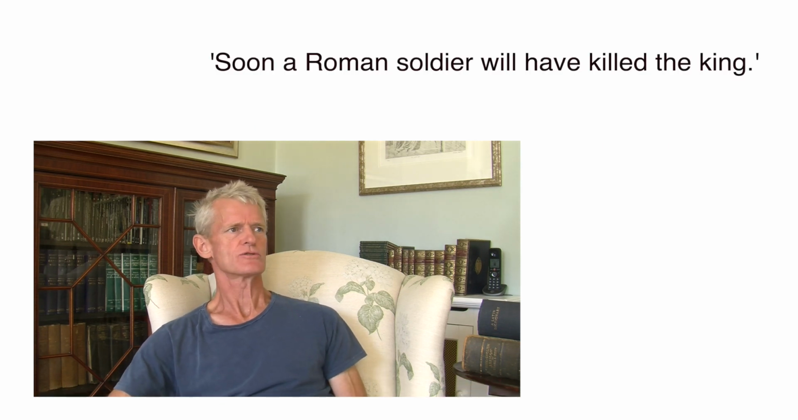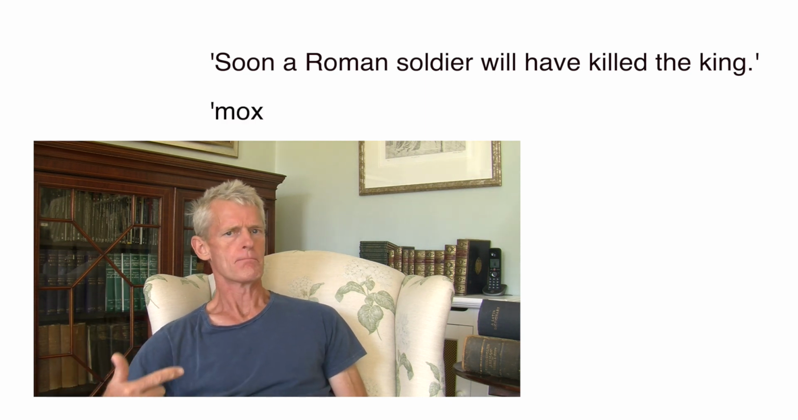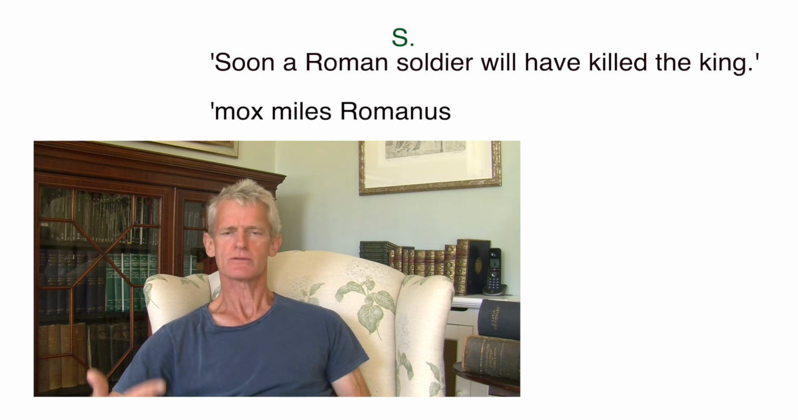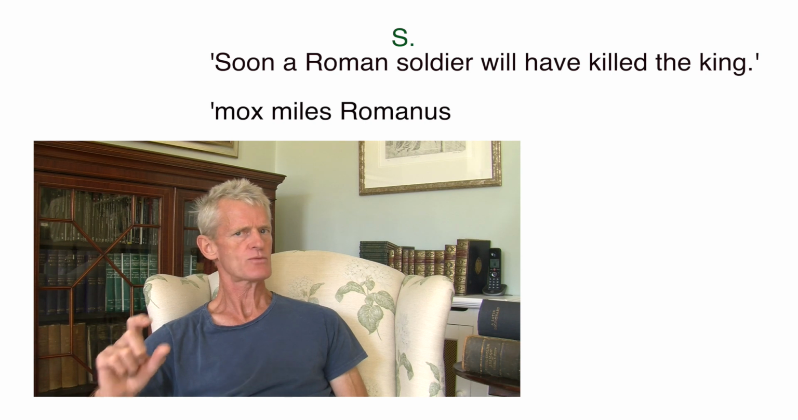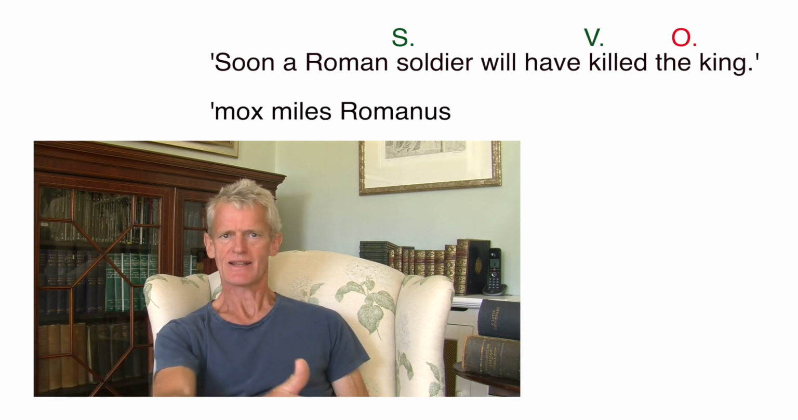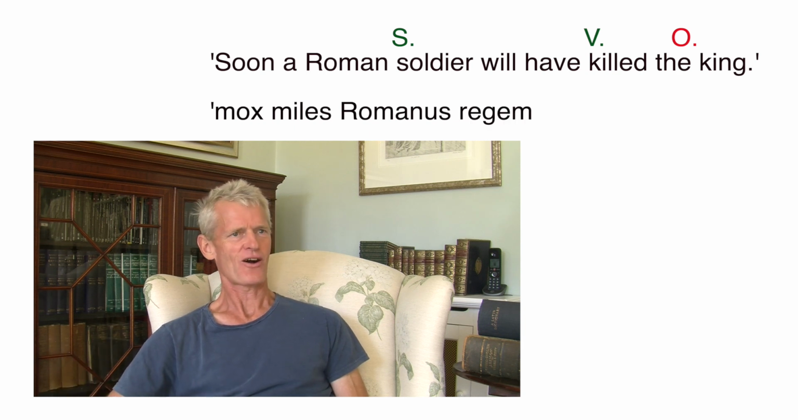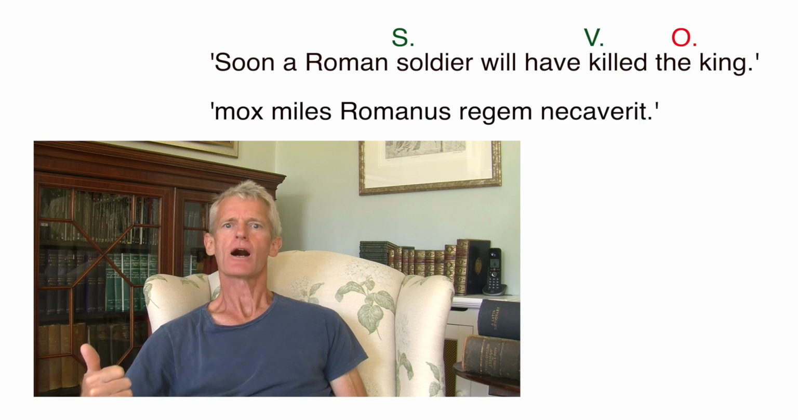And then finally, "soon a Roman soldier will have killed the king." Mox miles Romanus, nominative case for the subject. Verb at the end, "will have killed." So what will he have killed? The king, that's the object, regem. And then our verb "will have killed," necaverit.